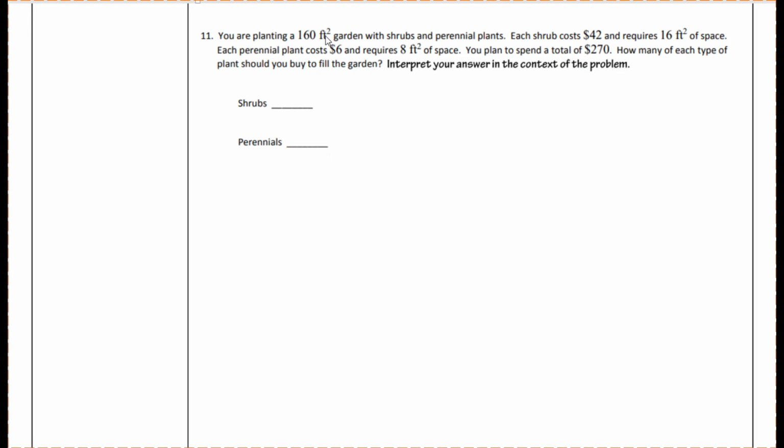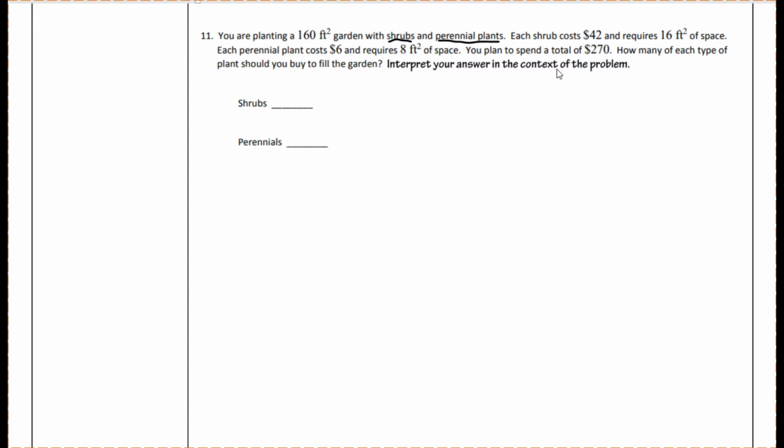So we're planning a 160 square foot garden with shrubs and perennial plants. Each shrub costs $42 and requires 16 square feet of space. Each perennial plant costs $6 and requires 8 square feet of space. You plan to spend a total of $270. How many of each type of plant should you buy to fill the garden? Interpret your answer.